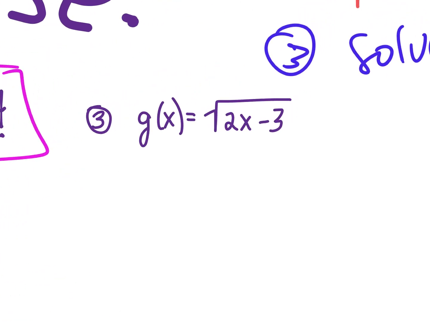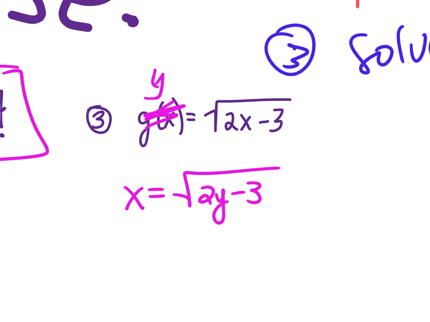Look at all the things that are happening here. I see a square root, I'm multiplying by 2 and subtracting 3. So what's the opposite of a square root? Squaring. Okay, what's the opposite of multiplying by 2? Dividing by 2. What's the opposite of subtracting 3? Adding 3. Let's see if all that happens. So I'm going to change this to a y and then switch the spots. So x equals the square root of 2y minus 3.